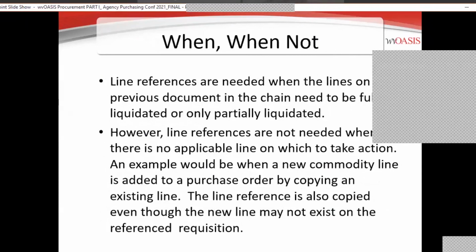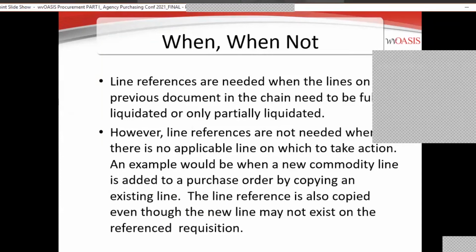The line references, when and when not. The line references are needed when, again, the document in the previous chain or the reference document needs to be liquidated. We'll show an example of that on an award document in part 2, when you have that requisition referenced and you need to change that from partial to final. There will be a few examples specifically on your award documents. If your award is not going to be for the full amount of what your requisition amount was, then you need to change those from partial to final so that you completely liquidate out that pre-encumbrance and it doesn't linger.